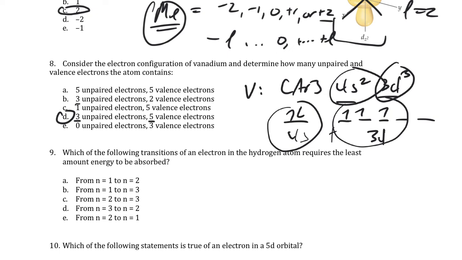Question 9, which transition in the H atom requires the least amount of energy to be absorbed? We're absorbing energy when we go up from low n to high n. We emit energy when we go down from high n to low n. So when we're thinking of 1 to 2 to 3 to 4, as we go upward, the energy required to go to the next higher n is getting smaller and smaller.